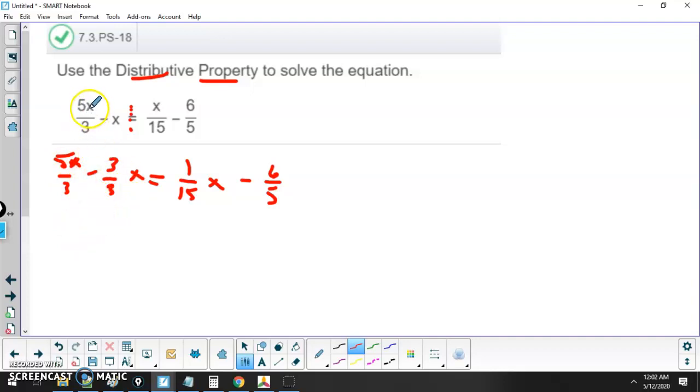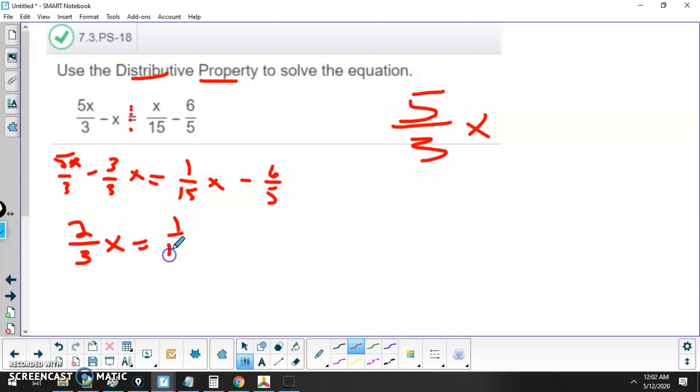Even though this x is on the top, you can always pull it out in front of the fraction. So really you could write this as 5/3 x. So the x on top could go out in front. So this would just be 5 minus 3 is 2/3 x equals 1/15 x minus 6/5.